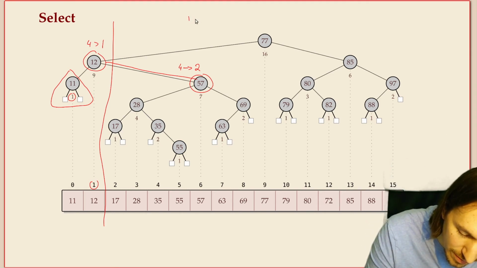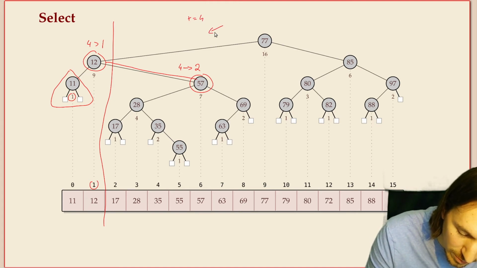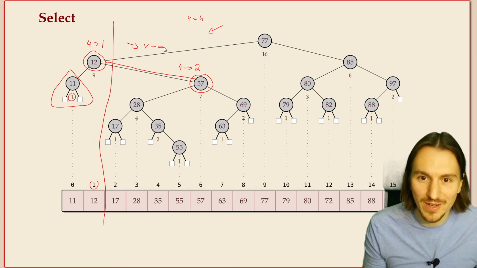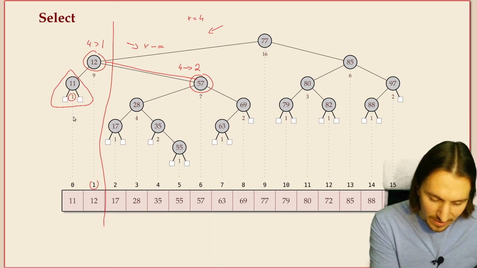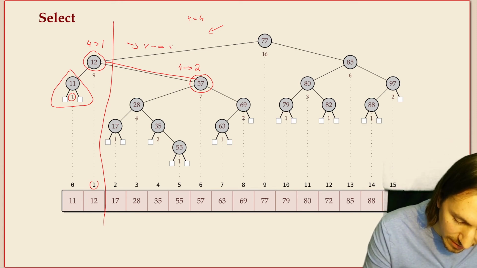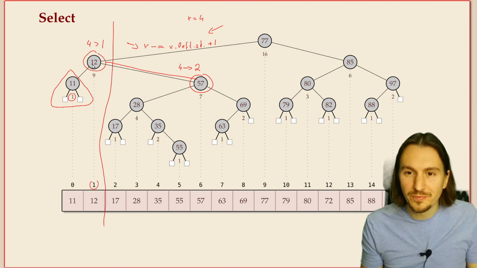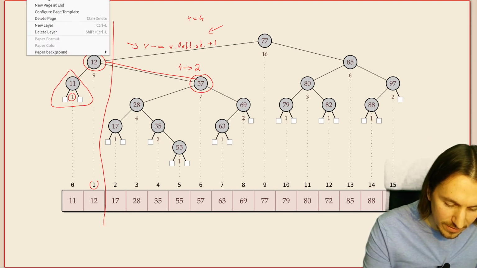So we start with r equal 4. If we go left, we do nothing. But if we go right, we subtract from r the size of this part that we skipped. So again, it's the left subtree size and 1 for this node. So we're now down to this part.